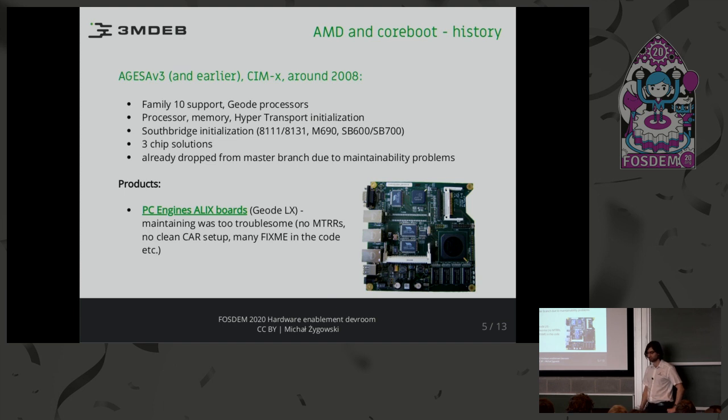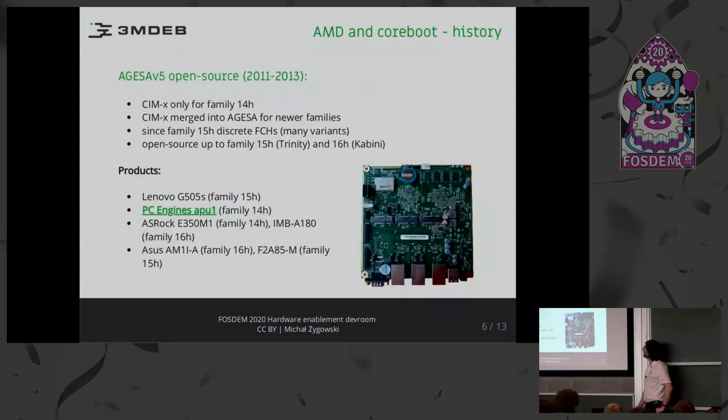Example products are the PC Engines ALIX boards. PC Engines is a Swiss company which typically produces network appliance devices like routers. For example, this one has a Geode processor, Geode LX. This was also one of the problematic chipsets and processors I mentioned, for example with the RAM initialization.